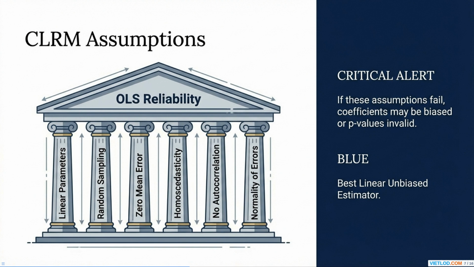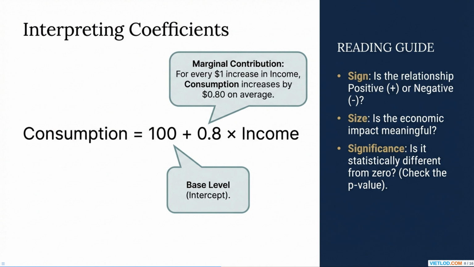However, when these assumptions do hold, OLS provides us with the best linear unbiased estimator, or BLUE. This means it's the most efficient estimator among all linear and unbiased estimators, giving us the most precise coefficients possible. Now, assuming our model meets these essential assumptions, we can confidently move on to interpreting the coefficients we obtain from our estimation.